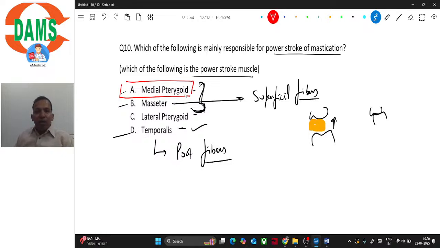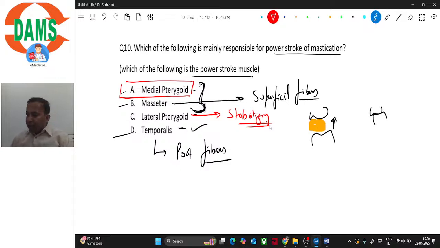So let's come back to the power stroke. Medial pterygoid, masseter, and temporalis, these are the three muscles which are associated with the power stroke. And lateral pterygoid has a stabilizing action, right? It has a stabilizing action. So it stabilizes during the power stroke.